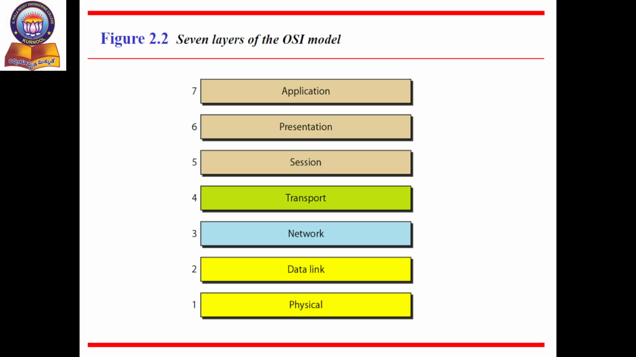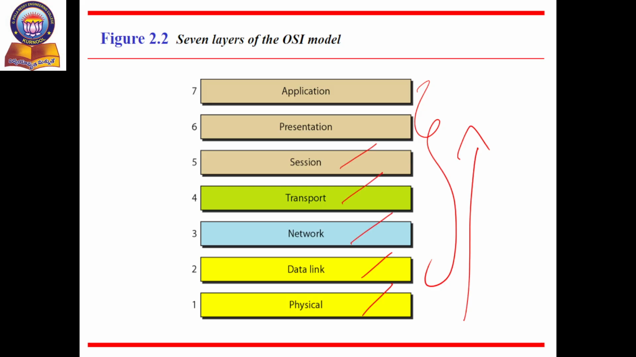Coming to the layers, there are 7 layers of the OSI model, which are very important. Basically, everyone learns from the bottom to the top. Every student and academician learns from bottom to top, and remembers the layer names in order from bottom to top. The first is the physical layer, data link layer, network layer, transport layer, session layer, presentation layer, and application layer.